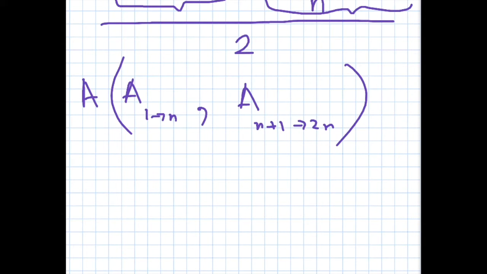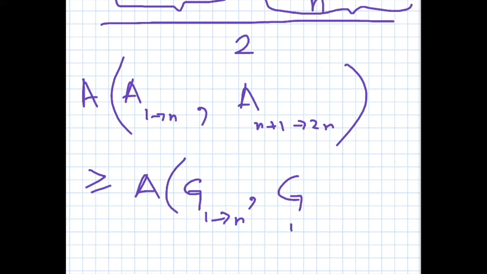Now, what did we assume in the start? That the arithmetic mean of n numbers is greater than or equal to the geometric mean of those n numbers. So this means that this is greater than or equal to the arithmetic mean of the geometric mean of 1 to n and the geometric mean of n plus 1 to 2n.